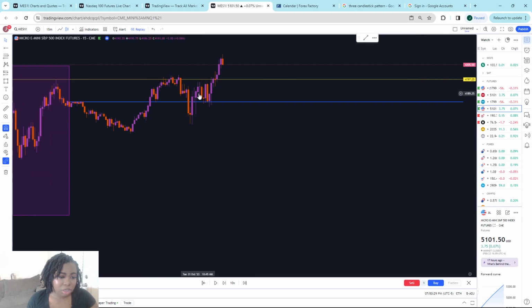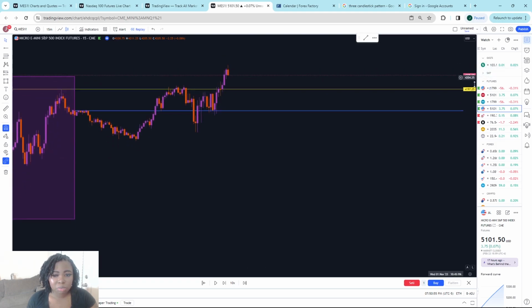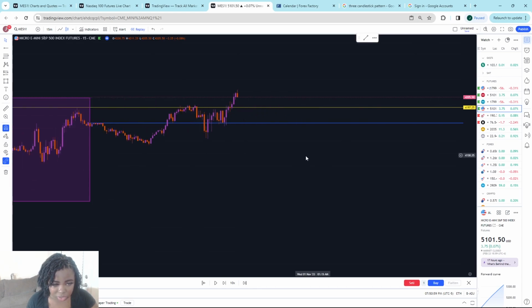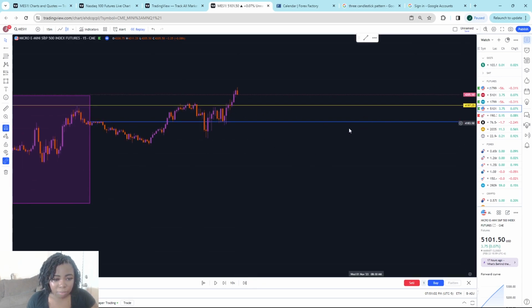because not only did it shoot up and completely take out where we had marked our drawn liquidity, but I'm waiting to see if price is going to possibly come back or if it's going to go up. But since price has already taken out all of this area right here, what I would then do is possibly look for some sort of buy.